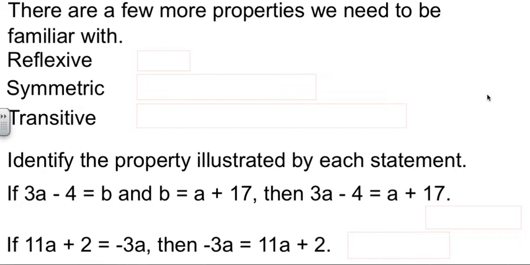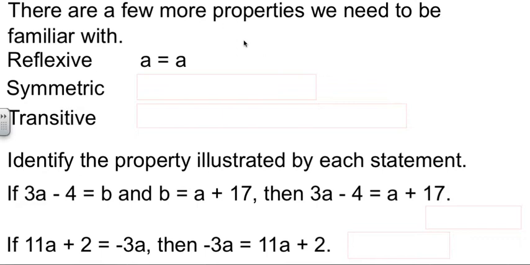Now they're going to throw some more properties into the mix. We last time, remember, did associative and commutative and distributive and identity and inverse. There's 3 more properties we really need to recognize. And the first one is the reflexive property. Reflexive, think reflection, think looking in a mirror. A number is equal to itself, a equals a.